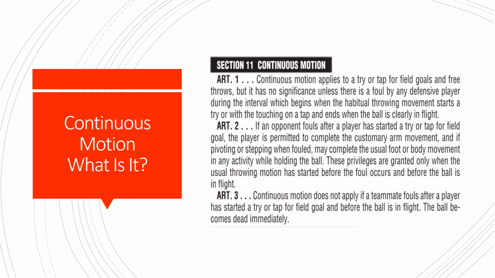Continuous motion does not apply if a teammate fouls after a player has started a try or tap for field goal and before the ball is in flight. The ball becomes dead immediately. What does this mean, you ask? When the ball handler's dribble has ended and said player begins any, let's say, normal motion that precedes a shot attempt, if he or she is fouled by a defensive player, they are allowed to complete these movements in the process of trying to complete the try.